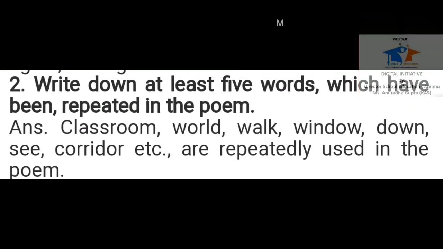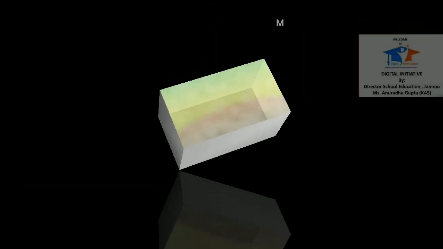Now the last part. Write down at least 5 words which have been repeated in the poem. Classroom, world, work, window, dawn, sea, corridor, etc. are repeatedly used in the poem.